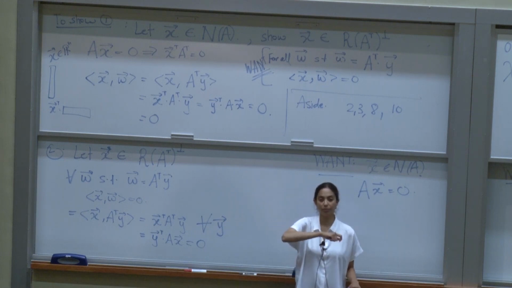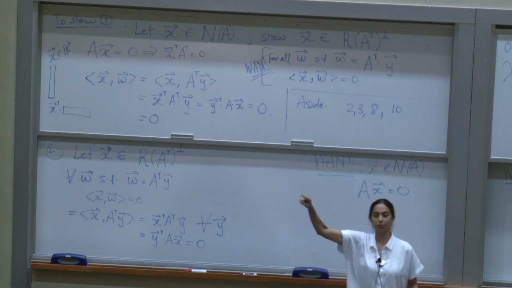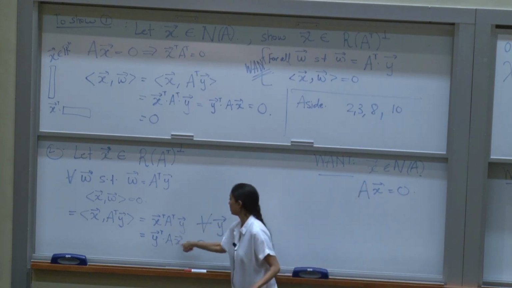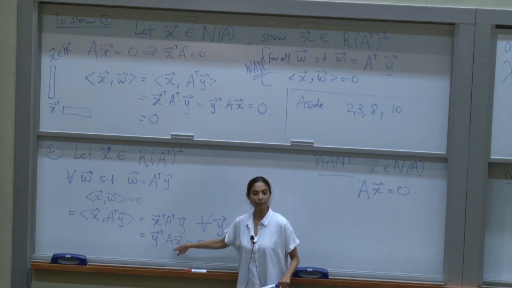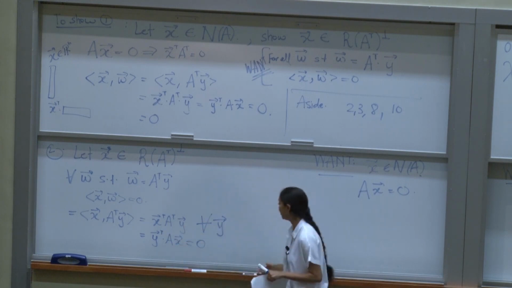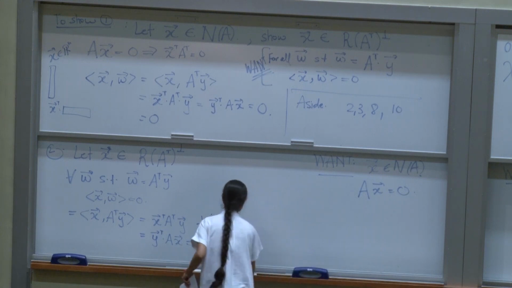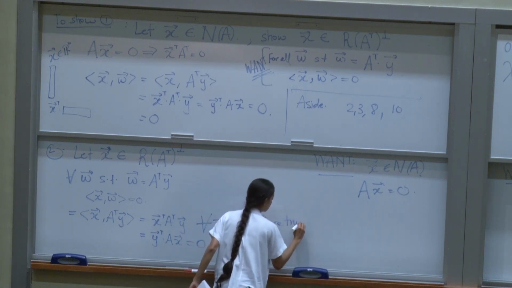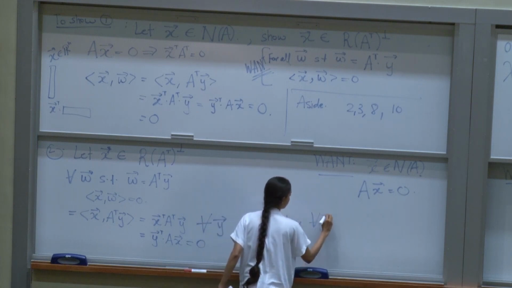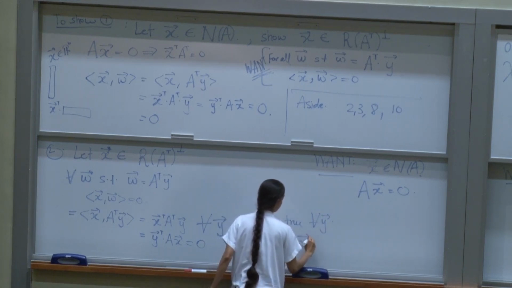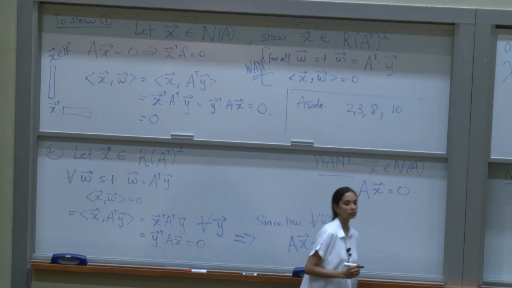So now I can choose y to be anything. I could choose y to be 1 and then a bunch of zeros. I can put 1s in every element. I can make this one by one pick out the elements of the vector Ax. Because I have this true for every y, I can then conclude that Ax is equal to 0.